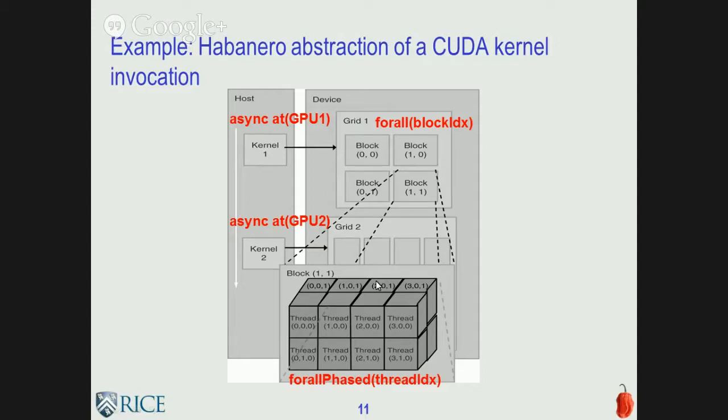In our model, a CUDA kernel invocation is just an asynchronous task invocation at some other place, and the body of the kernel is two levels of parallel loops, where the inner parallel loop is phased, meaning that it can have barrier-like phases. And of course, CUDA has specific notations for all of this, like sync threads for the barriers and block ID and thread ID, but that's really the abstraction. And then, all the properties I'll show you will follow for this as well.